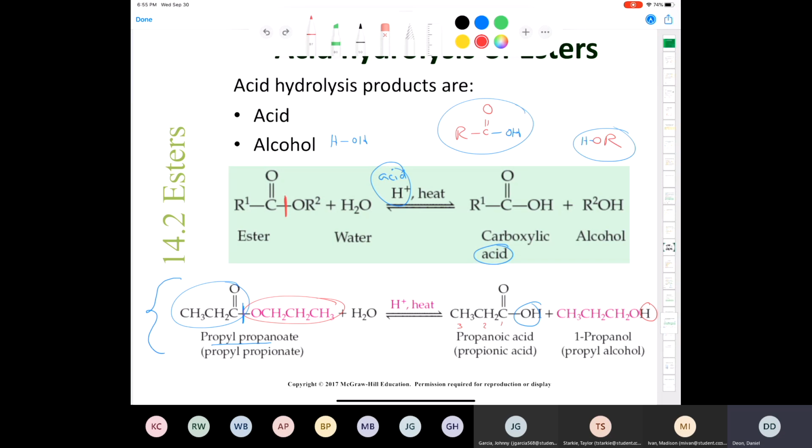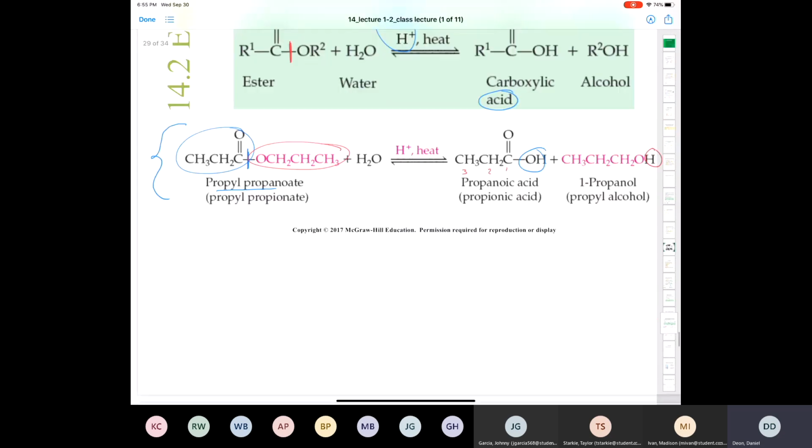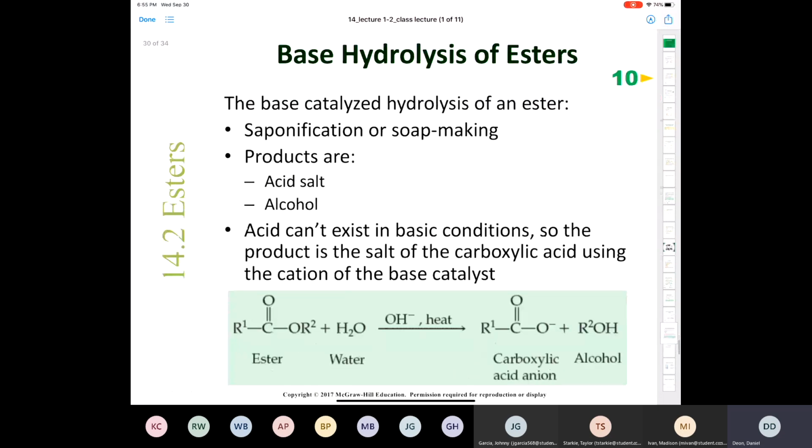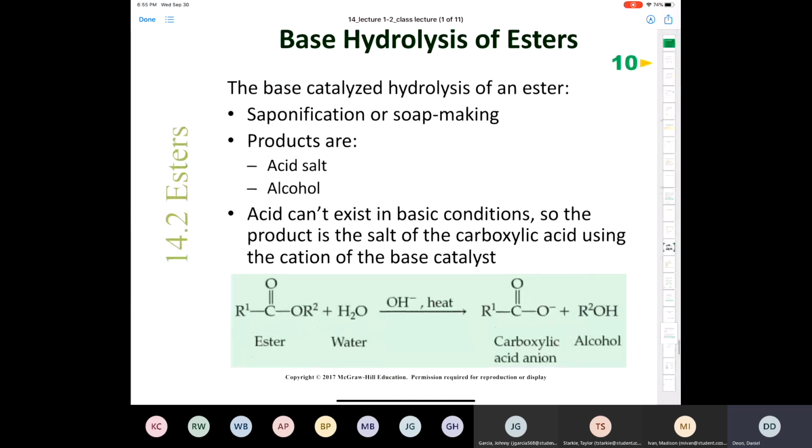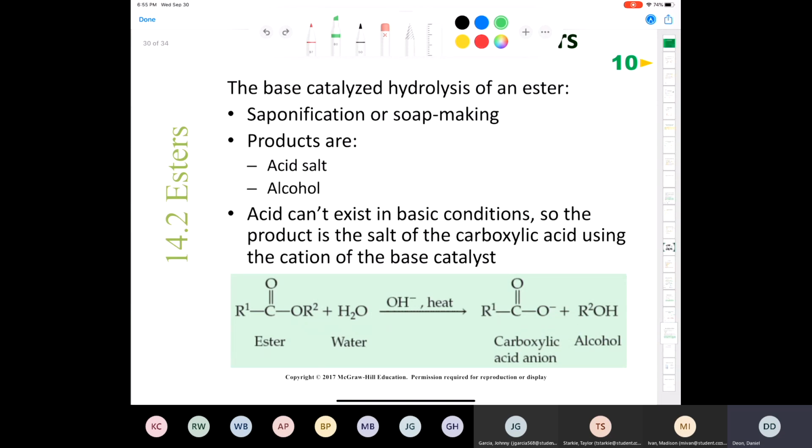There we go. Give me a thumbs up if you follow me on this reaction. Acid hydrolysis of an ester. Remember, you're going to break the weaker of the 2 bonds. You're going to break the carbon-oxygen single bond. All right, well, let's talk about the basic hydrolysis or the base hydrolysis of an ester. And again, we call that saponification or soap making.